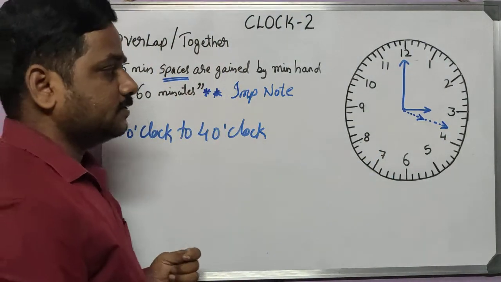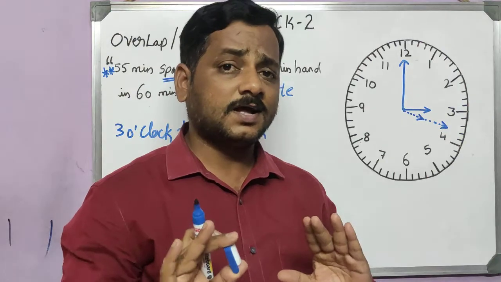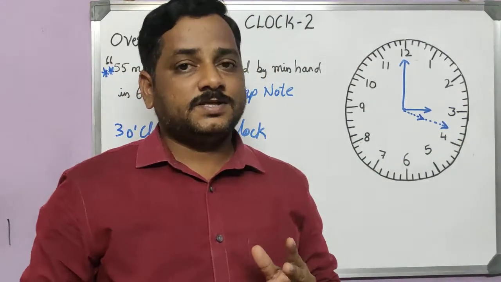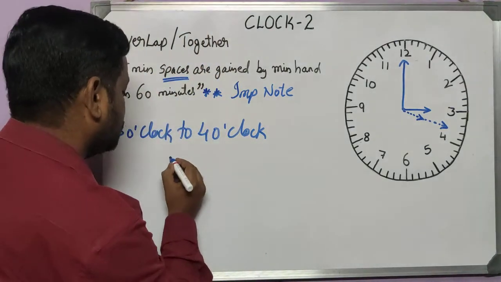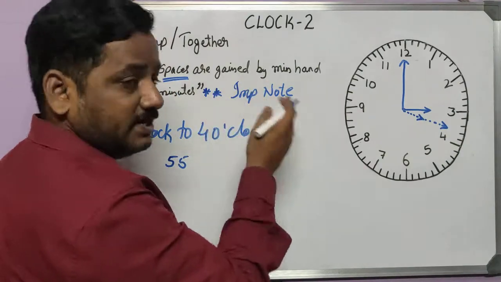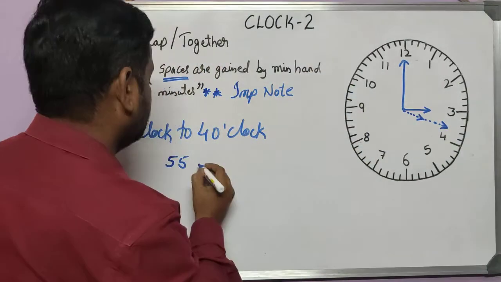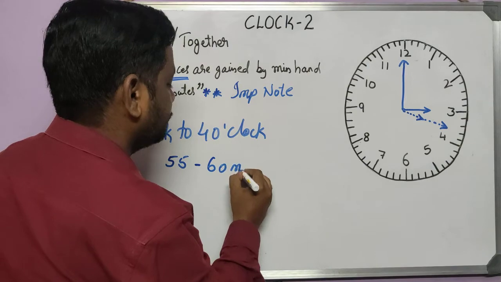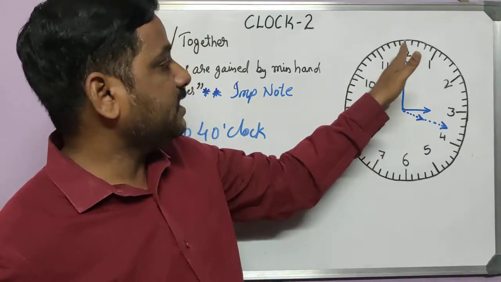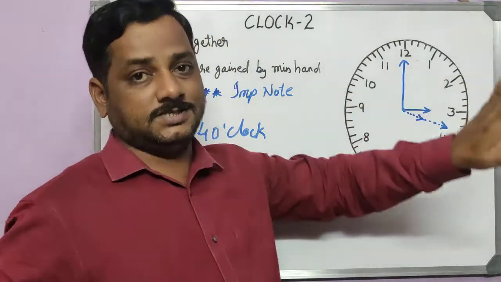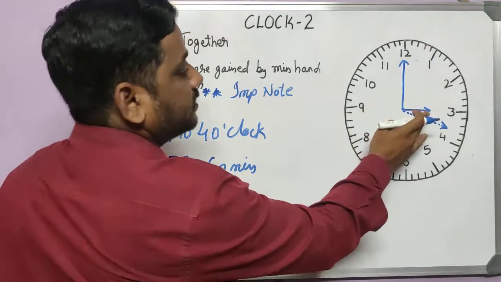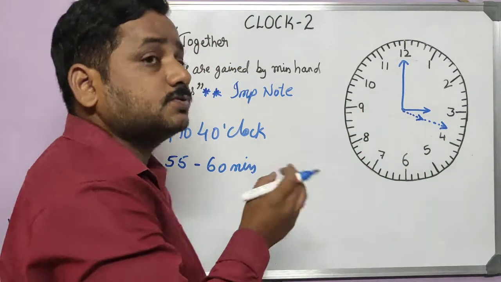Okay. Right. So to do that, let us understand one concept here. Here we know that 55 minute spaces are gained by a minute hand if it passes 60 minutes, if it crosses 60 minutes. Now, in this concept, the minute hand is not crossing 60, because we just need to know what the position or timing is at which both will overlap each other.